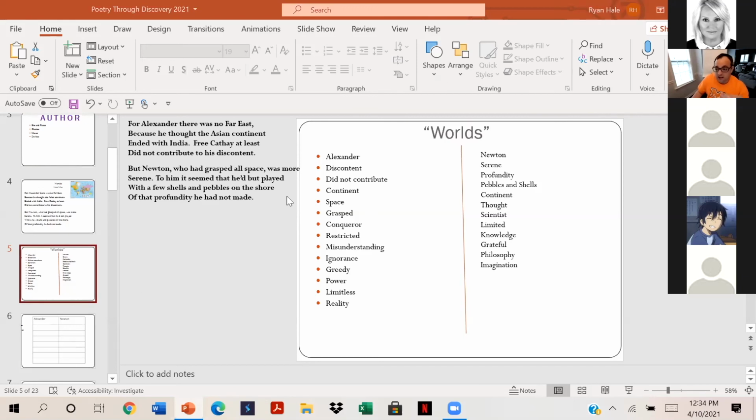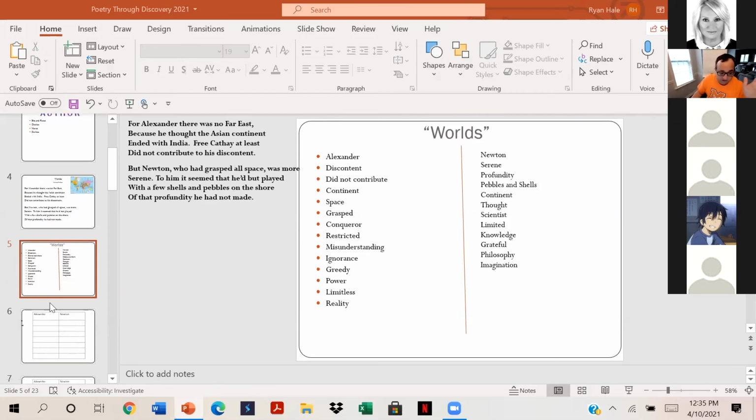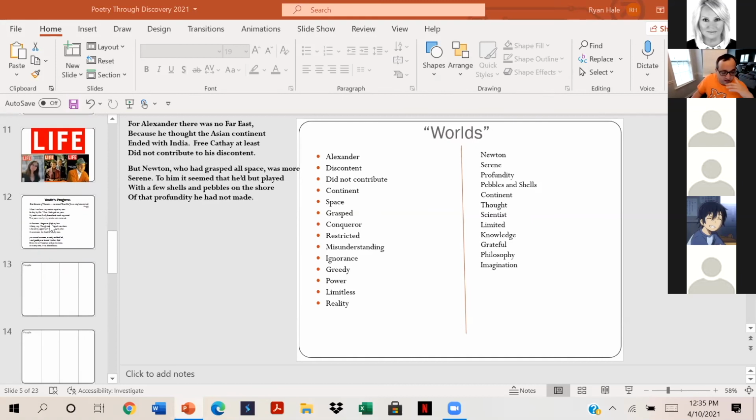Poetic chart. If you're ever stuck and you don't know where to go, what we're not doing here is just summarizing the poem, which is what so many people want to do. All right, let's look at a second one.